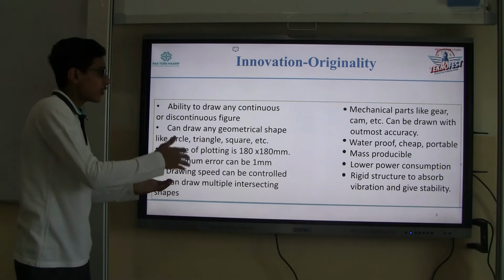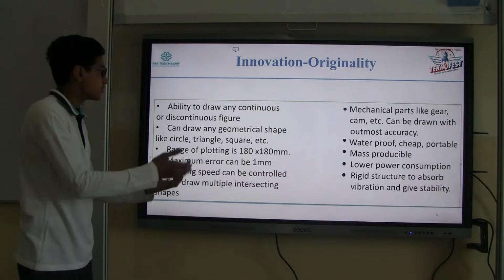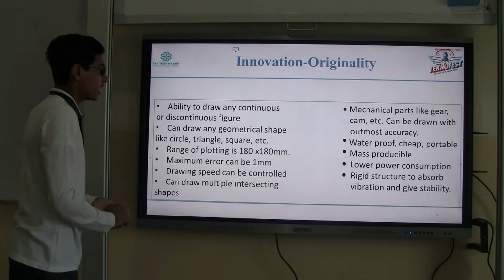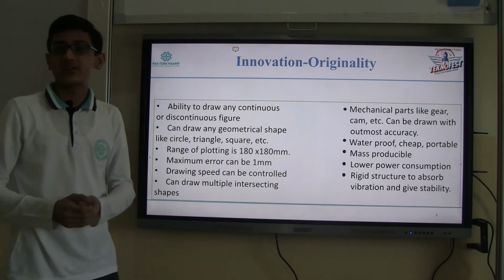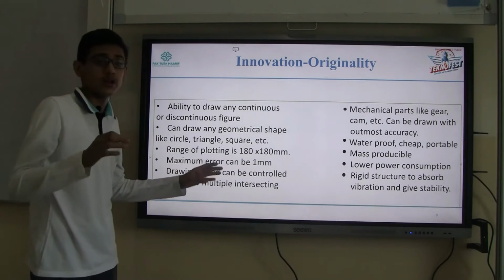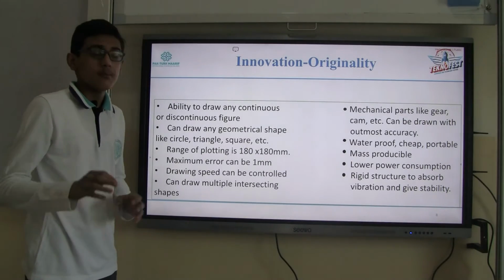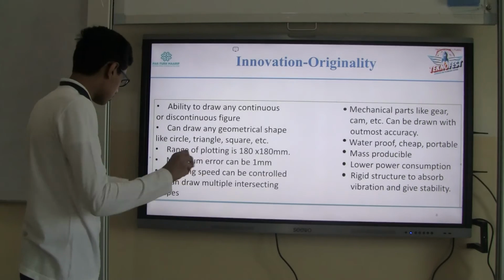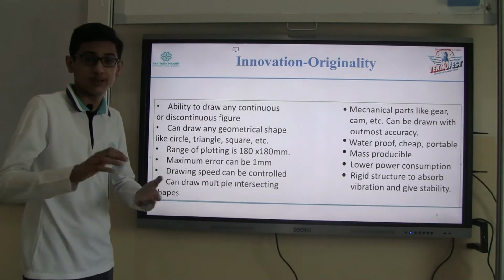My project is different from other CNC XY plotters because it has the ability to draw any continuous or discontinuous figure. It can draw any geometrical shape, such as a rectangle, square, or circle, and the range of plotting is 180 by 180 mm. Maximum error can be 1 mm, and the drawing speed can be controlled by G-code.